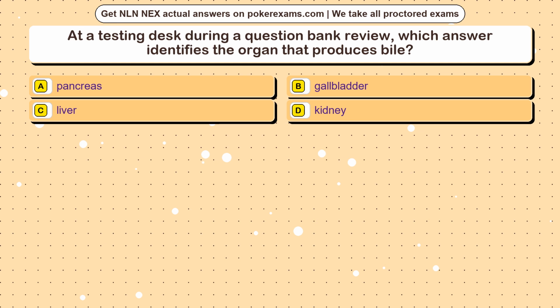Question 23. At a testing desk during a question bank review, which answer identifies the organ that produces bile? Option A, pancreas. Option B, gallbladder. Option C, liver. Option D, kidney.